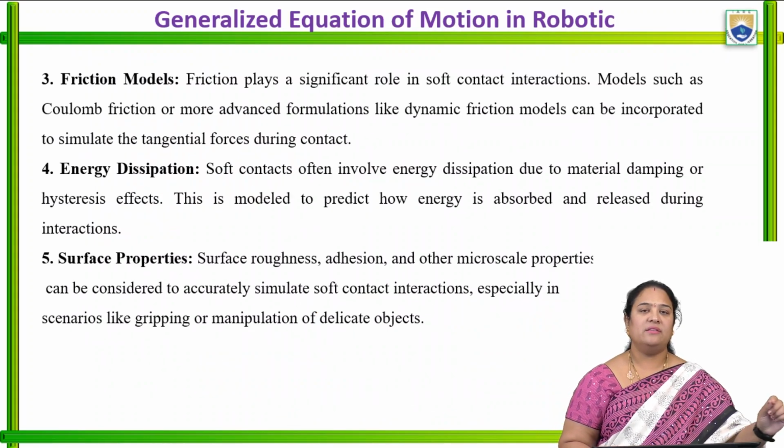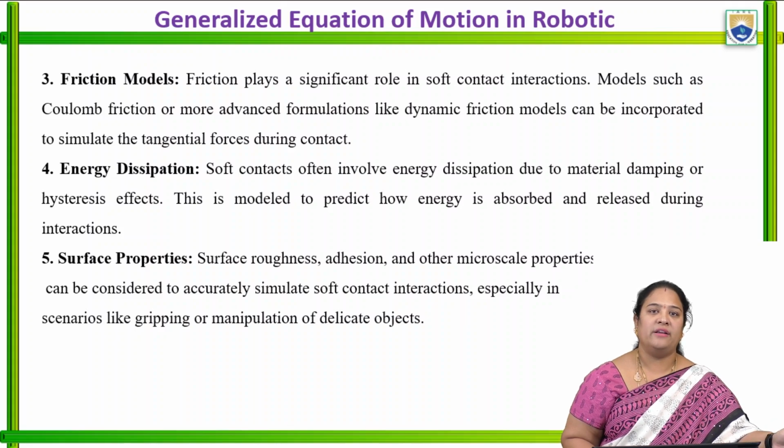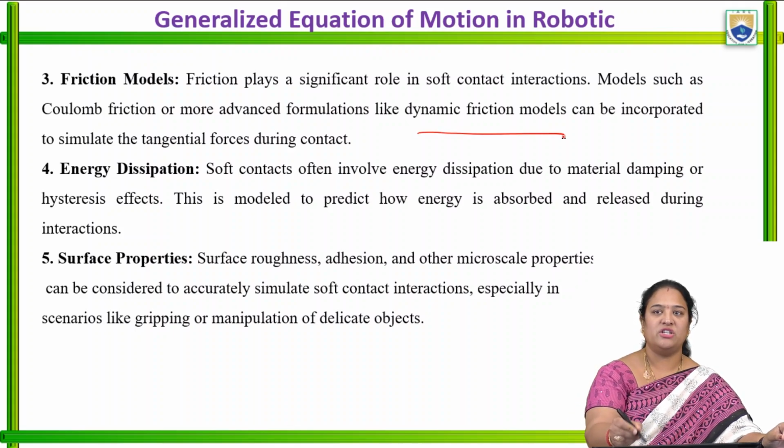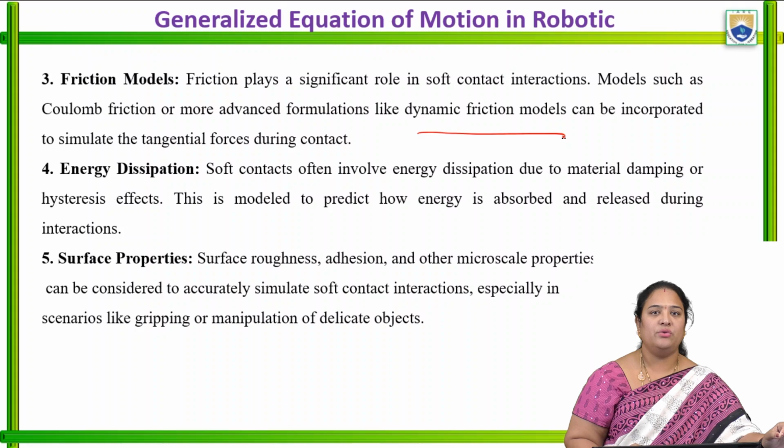And the third one is the friction model, or energy dissipation, or surface properties. These are also some of the key aspects. What do we mean by friction model? The friction model plays a very significant role in soft contact interaction. Models such as friction, or advanced formulations like the dynamic friction model, can be incorporated to simulate the tangential force during this sort of contact. That is known as the friction model.